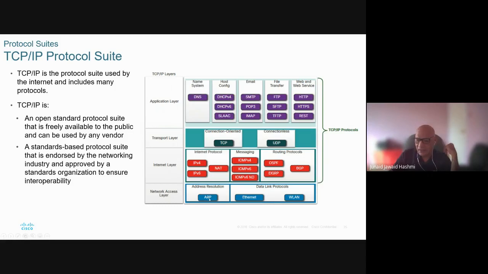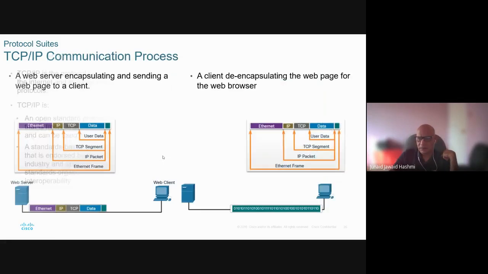And these are ARP, Ethernet, and wireless LAN. They are the lower layer protocols, the access layer. They deal directly with physical devices.